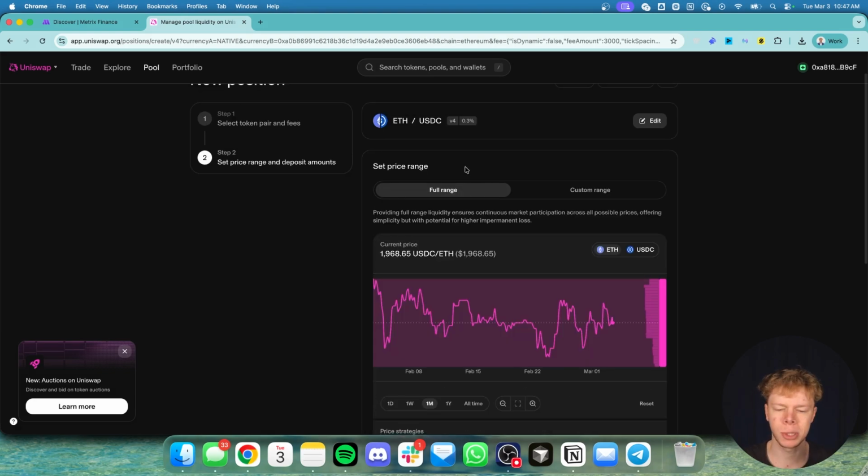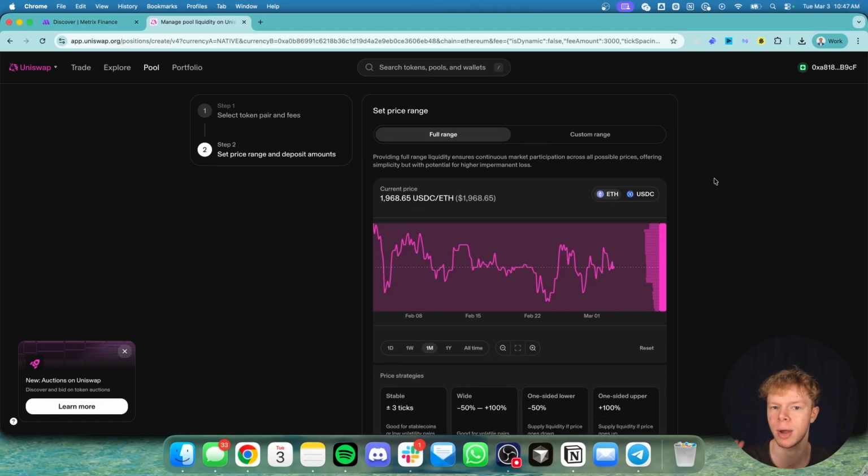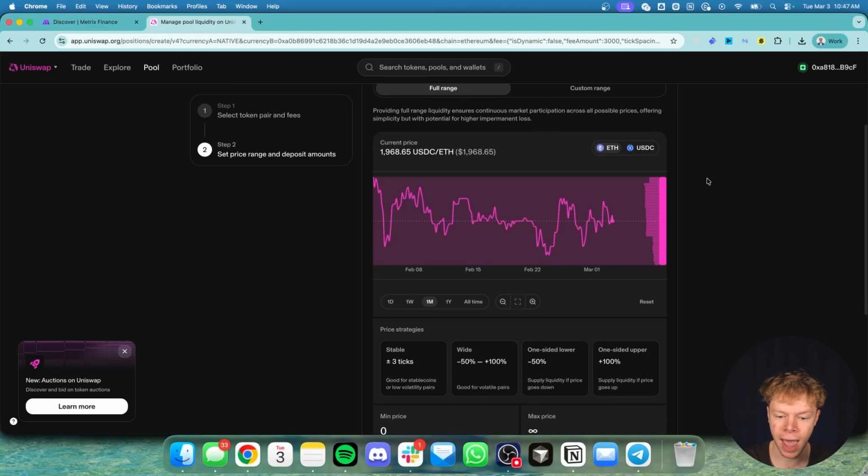Now, after we select the assets, we select the version, we select the fee tier, you will see the option to set a price range. Your price range is where you are providing liquidity at. So full range means you're providing liquidity from literally 0 USDC to essentially infinity USDC per Ethereum. Now, one thing I want to drill in your heads real quick is we're not looking at this in terms of dollar prices. We're looking at this in terms of how many of one asset equal another asset.